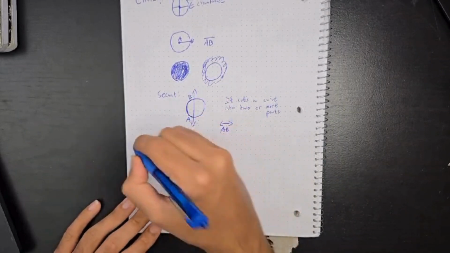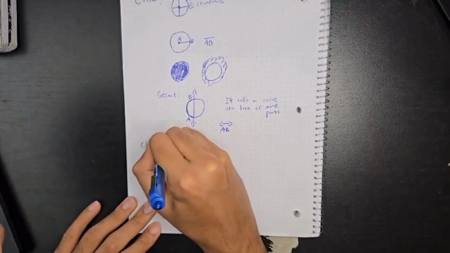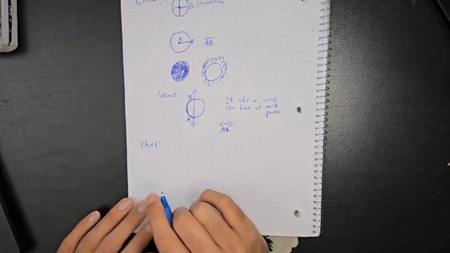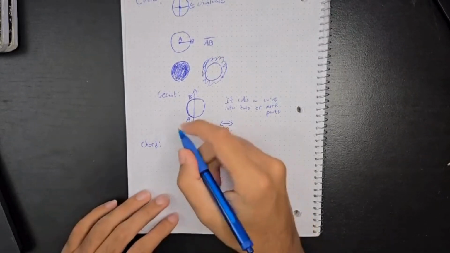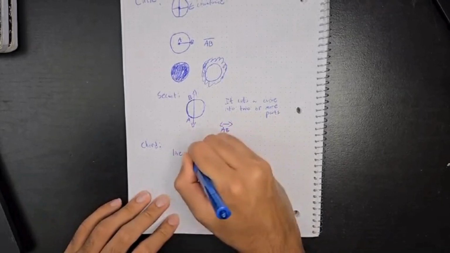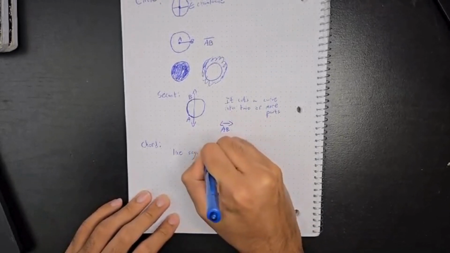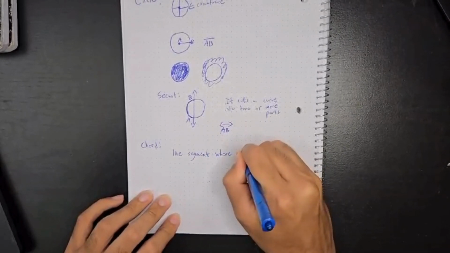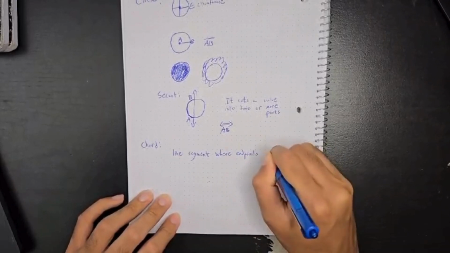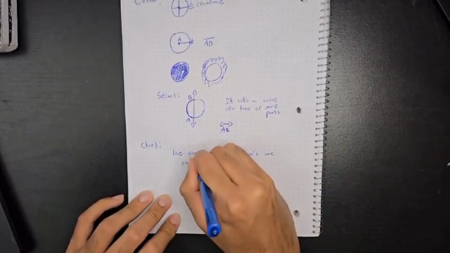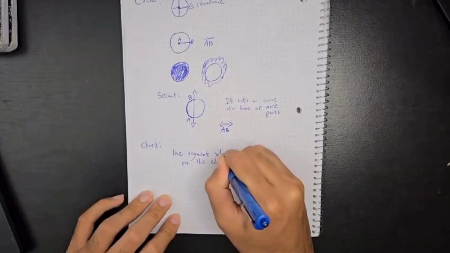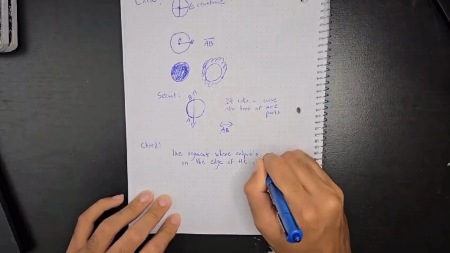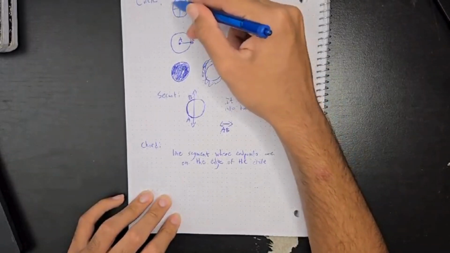Let's do the second one. We have chord. So what is a chord? A chord is basically a line segment where the endpoints are on the edge of the circle, or the circumference, which is the outside layer.